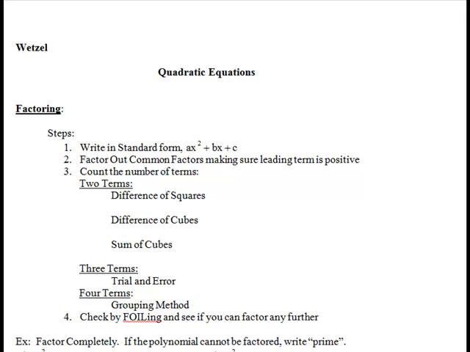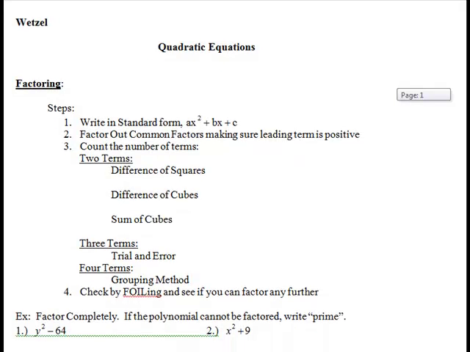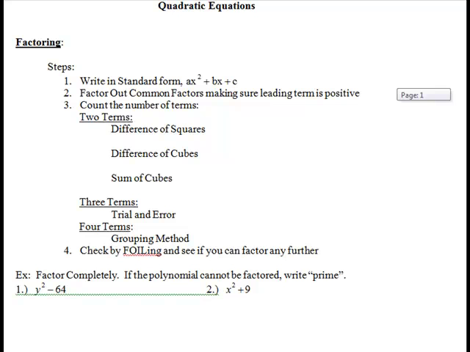Quadratic equations. Before we jump into quadratic equations, we'll need to first review factoring. These are the steps that I teach my beginning algebra students on how to factor. Step number 1, we always want to make sure the polynomial is written in standard form. Step number 2, we need to check to see if we have any greatest common factors. If we do, factor them out.